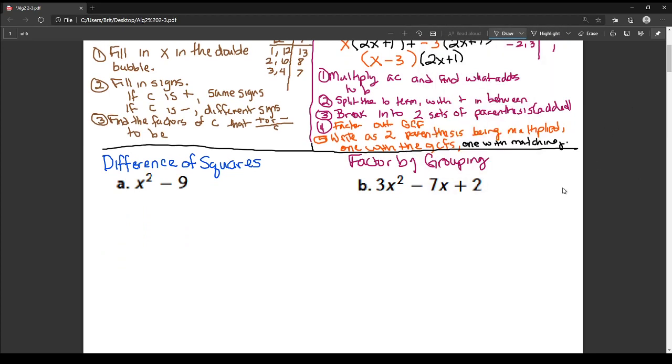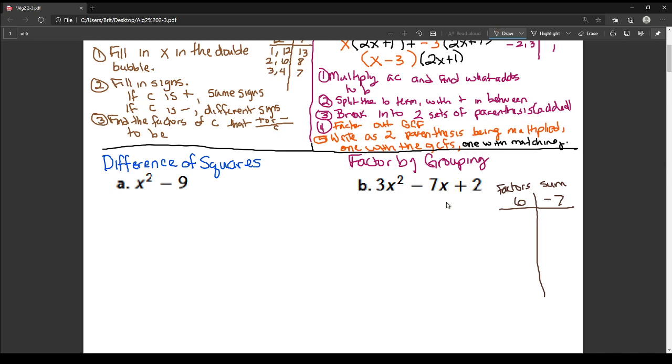Alrighty, so step 1, I need to multiply A times C. Okay, so I'm writing that here. So I'm going to find the factors of 3 times 2, which is 6. And they need to sum to negative 7.